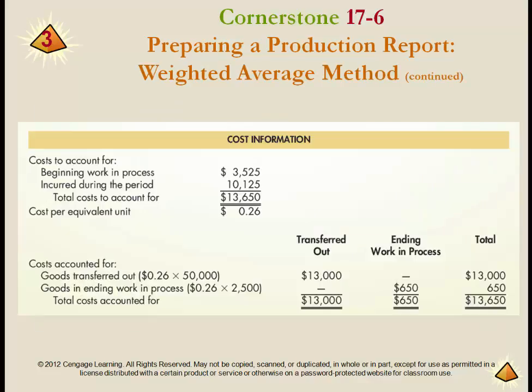And then we have the cost to be accounted for, the initial 35.25, which was in beginning work in process, then another 10.125, so we got 13.6. So our cost per equivalent unit is 26 cents, and then our cost to be accounted for is 13.6. It's broken down between 13,000 that we transferred out, and then what we have left in work in process, and we're taking that times the 2,500 equivalent units. You can see down here in the bottom, times the 2,500 equivalent units to get a 650, and this 1350 balances back, and that's really your reconciliation cost.